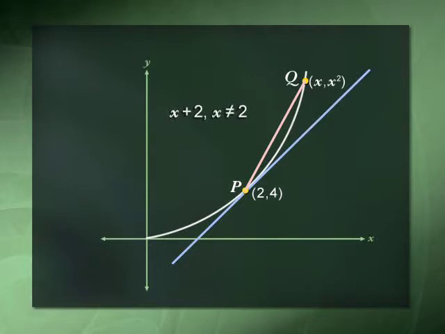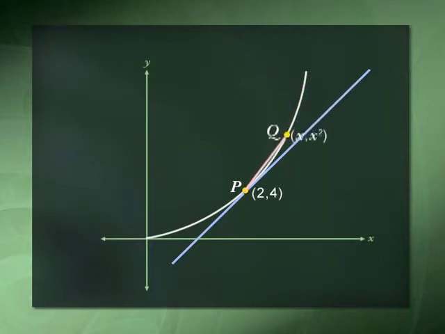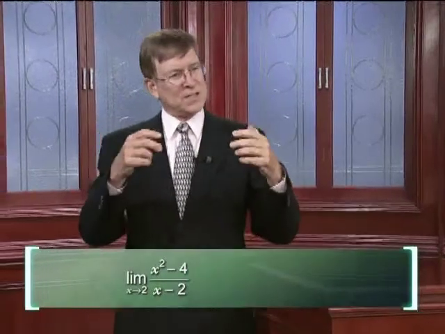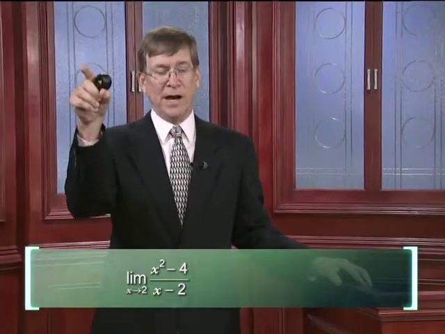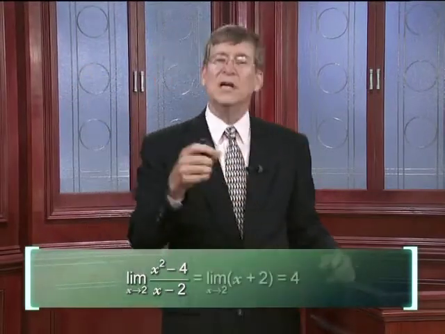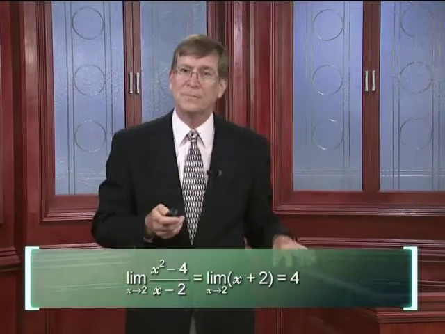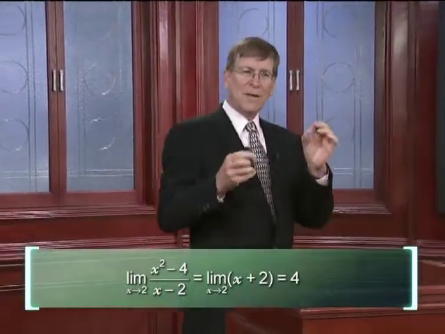And then we made the following observations. As Q approaches P, the secant line PQ approaches the tangent line at P, and that's equivalent to saying that x gets closer and closer to 2, and then we said the limit as x approaches 2 of x squared minus 4 over x minus 2 equals 4. Good. Well, let me put some notation in front of you now.